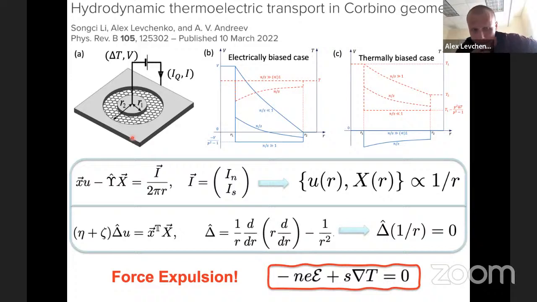for certain purposes. Now, circular geometry enforces certain things which are connected to continuity of electric and entropic currents. It means that they must decay as 1 over R. So the first formula here is the expression for the current continuity in the circular geometry. Remember, x here is particle and entropy density, and capital X are conjugated thermodynamic quantities. So it means that these 2x2 equations can be solved to find U and X.